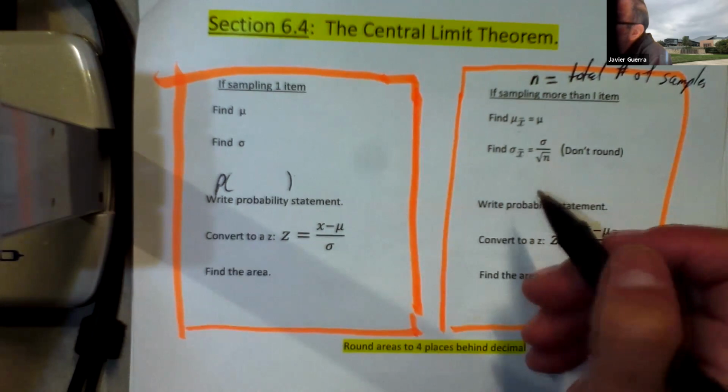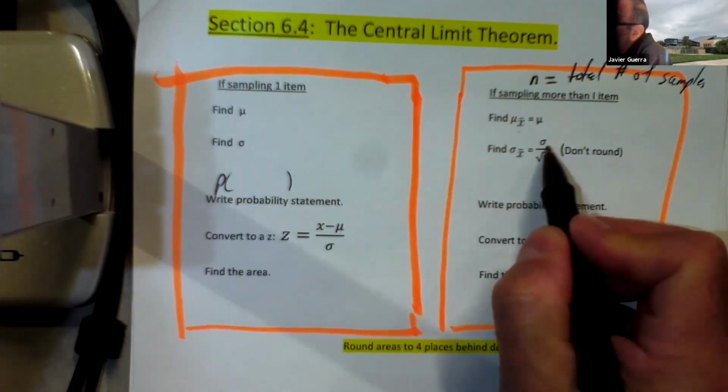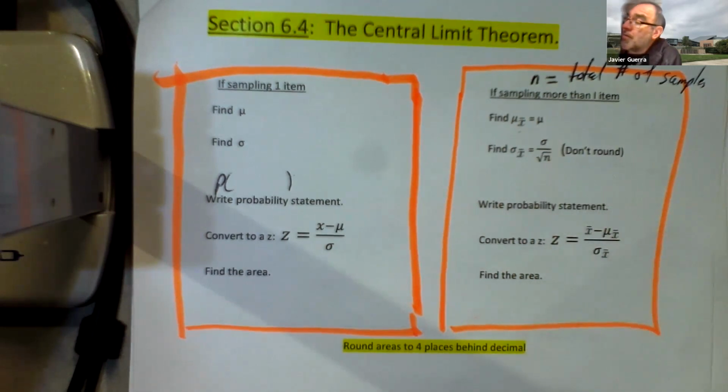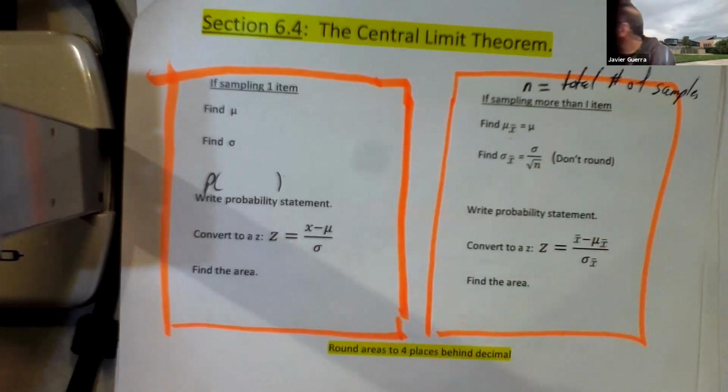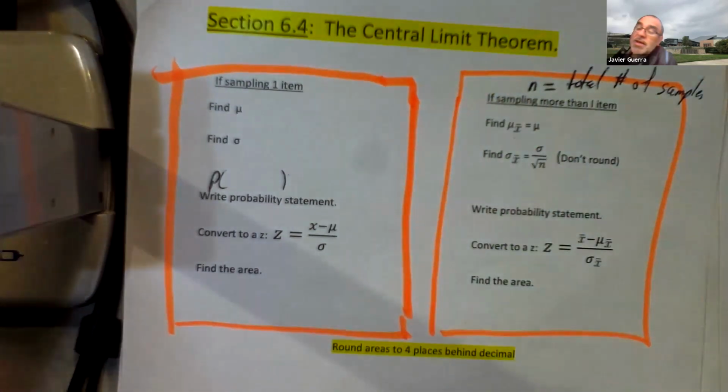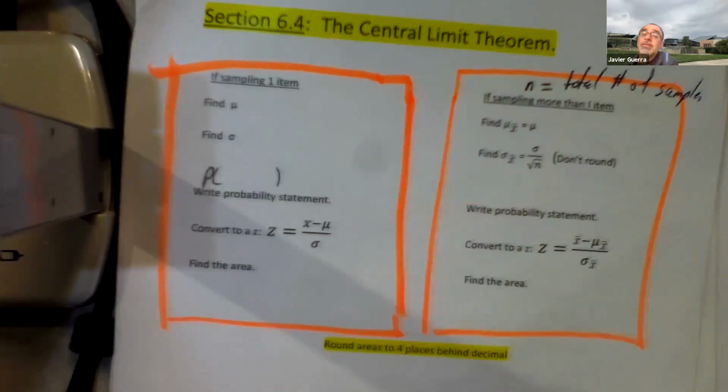So to find it, you take your standard deviation and divide it by the square root of the total number of samples. You guys are going to have to find in your calculator, this is going to be the critical part, the square root button. Does everyone know where your square root button is in your calculator? Very important.